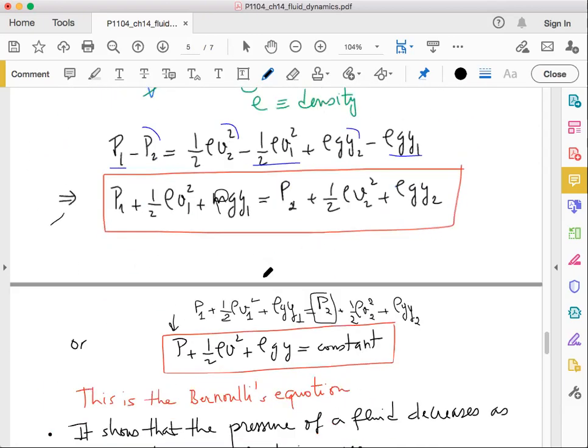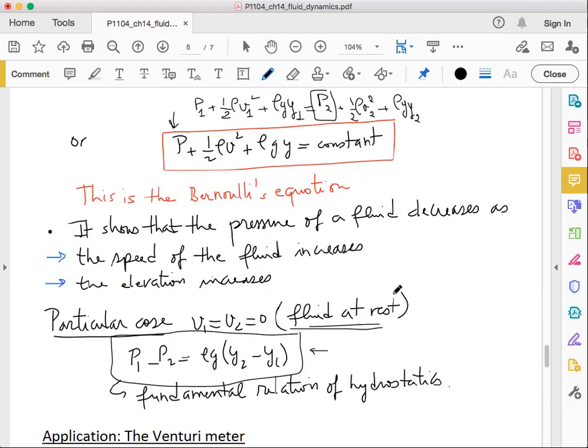In the problems, you only need to know this equation, Bernoulli's equation, which tells that the pressure and the speed and the elevation of two different points are related in the following way, such that the summation of P plus half rho V squared plus rho GY is always constant. And whenever you want to apply this equation, you will get this one over there. So this is what you should know from this section about Bernoulli's equation.